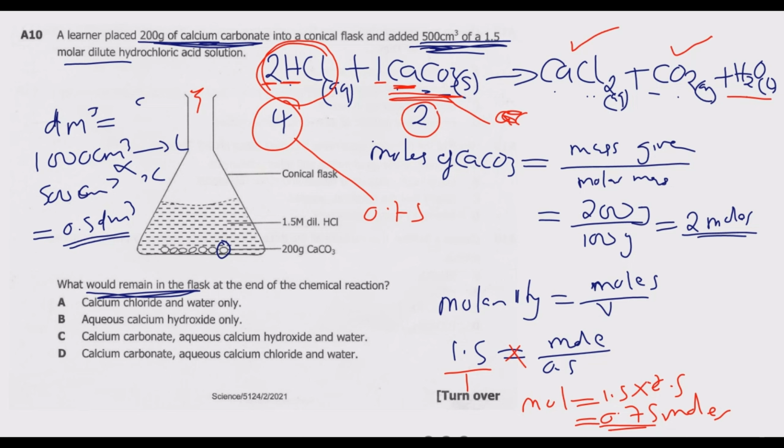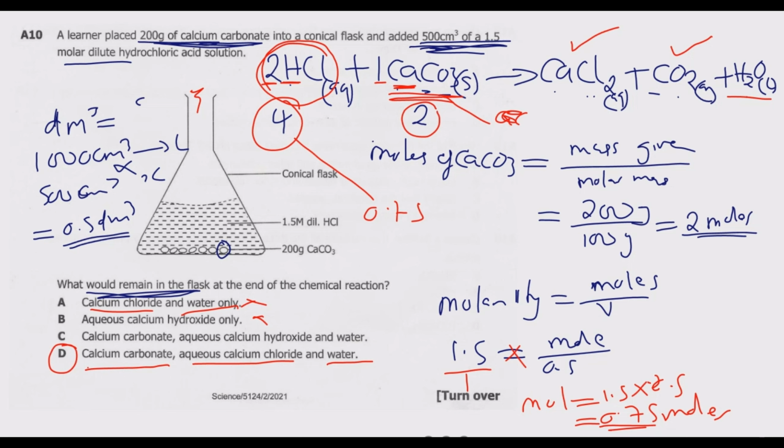So basically, if you look at the answers, calcium chloride and water only, no, because part of calcium carbonate will not be used. Aqueous calcium hydroxide only, not true. Calcium carbonate, aqueous calcium hydroxide, no. So we have calcium carbonate, calcium chloride, which is true, and water. So D is the best answer in this case.